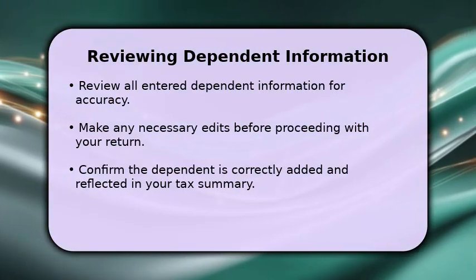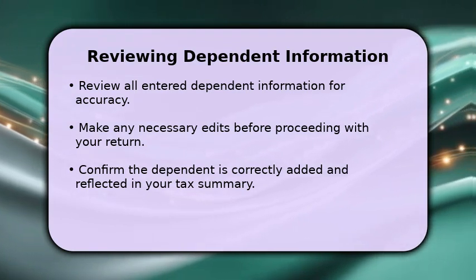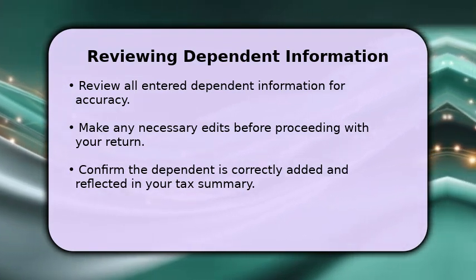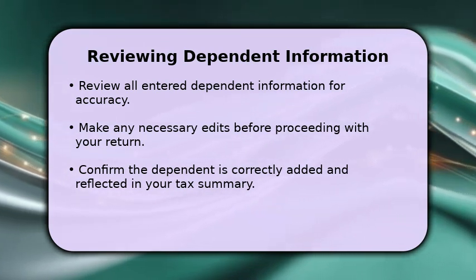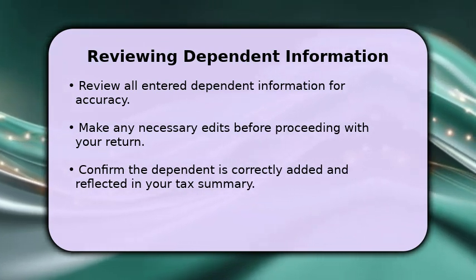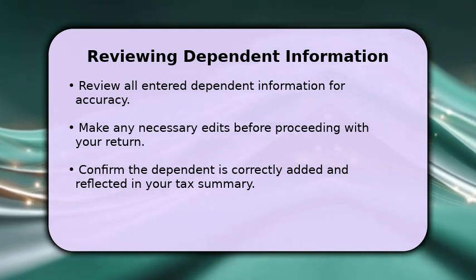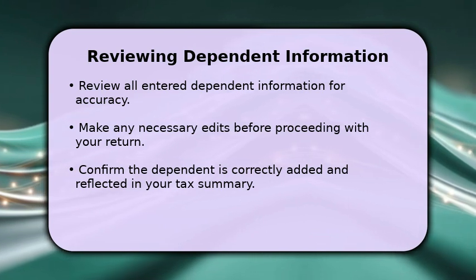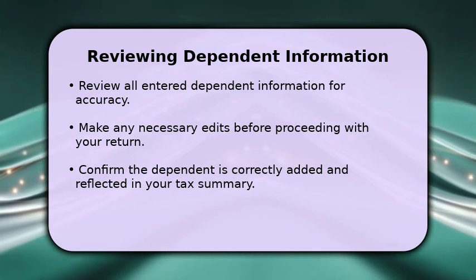After answering all the qualifying questions, carefully review all the dependent information you have entered. Double-check names, social security numbers, and dates of birth for accuracy. Make any necessary edits before proceeding with your tax return. Finally, confirm the dependent is correctly added and reflected in your tax summary, ensuring you receive all eligible credits.